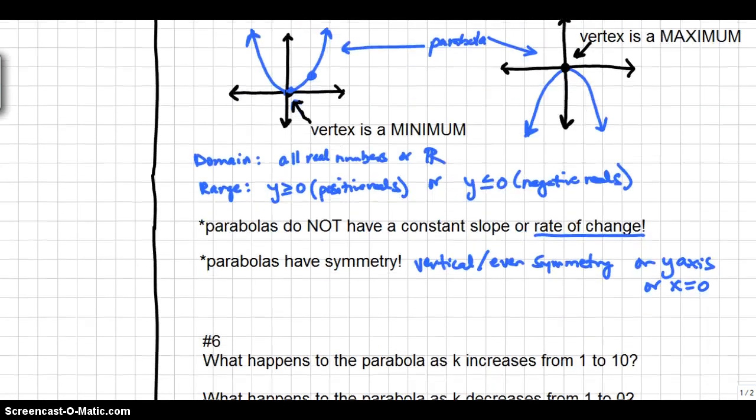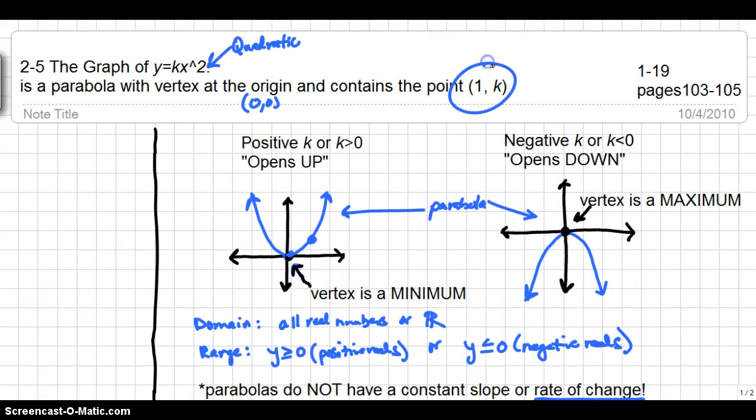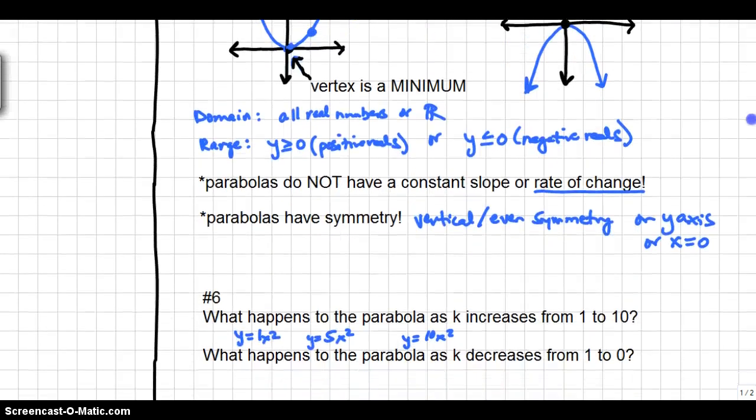So we're going to look at parabolas a little bit more in depth here with question number 6. In the homework it asks what happens to a parabola as the k value increases from 1 to 10. So we're just going to graph y equals 1x squared, 5x squared, and 10x squared, and we're going to see what happens to those graphs. Now keep in mind that when you graph those, let's talk about the other point that is made up at the top here. All parabolas have the point (1, k) in them, because if you fill in a 1 for x, for example into this equation here, 1 squared is 1, times 1 is going to be 1. So this is going to have the coordinate (1, 1) in it.